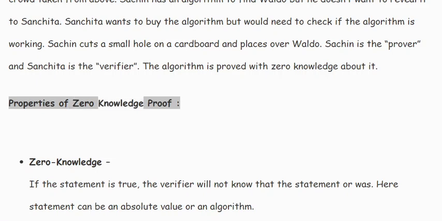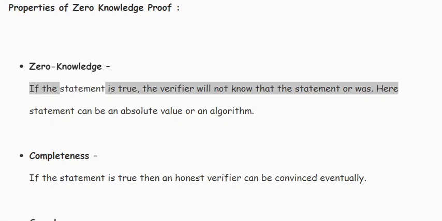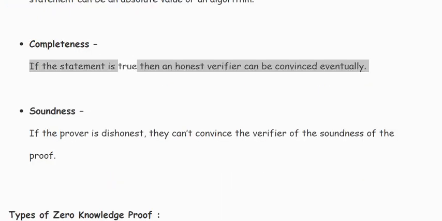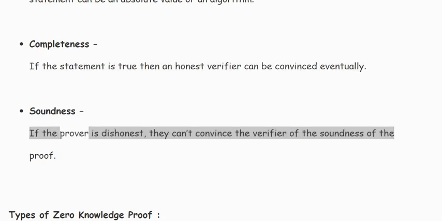Properties of zero-knowledge proof. Zero knowledge. If the statement is true, the verifier will not know what the statement was. Here the statement can be an absolute value or an algorithm. Completeness. If the statement is true, then an honest verifier can be convinced eventually. Soundness. If the prover is dishonest, they can't convince the verifier of the soundness of the proof.